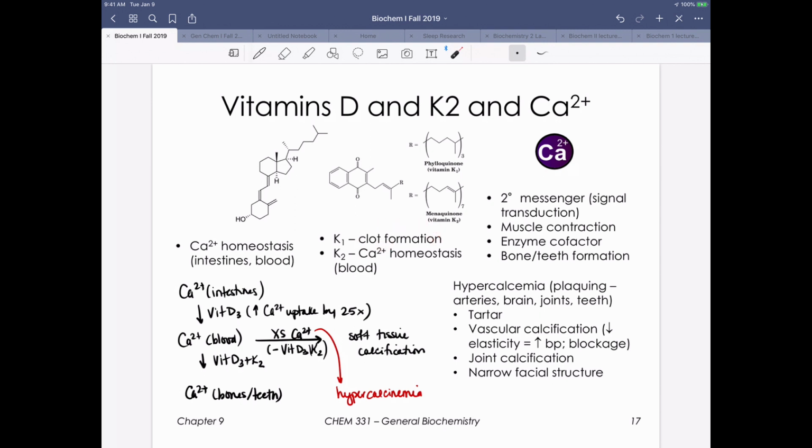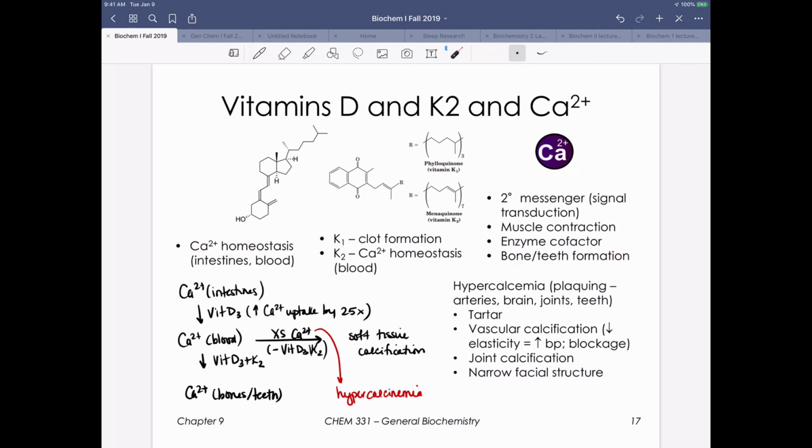K1 is the one that's really important for clot formation. We're going to focus, this is K1. We're going to focus on K2 here, and again, all that's different is this R group. So K2 is, again, really important for calcium homeostasis. And if we haven't talked about what the word homeostasis means, that's just kind of maintaining the physiologically correct concentrations. So we've clearly been talking about calcium homeostasis.